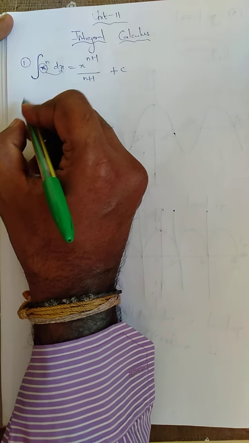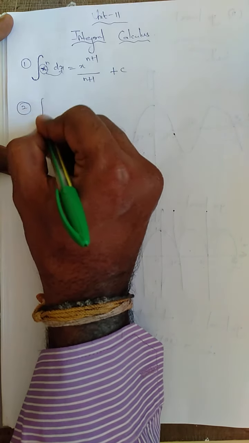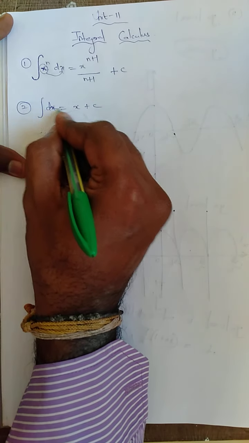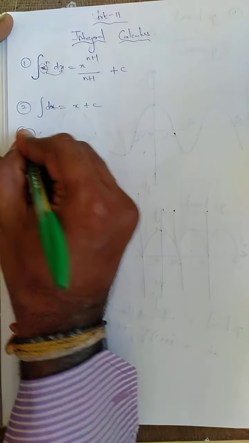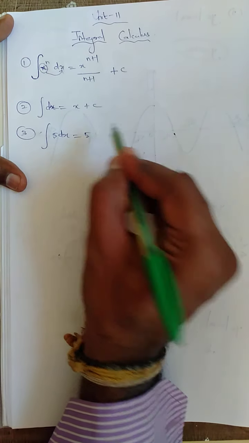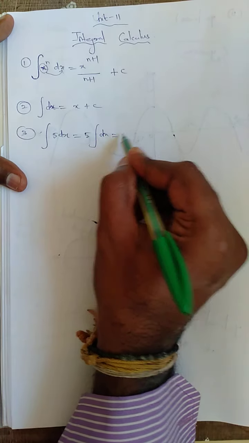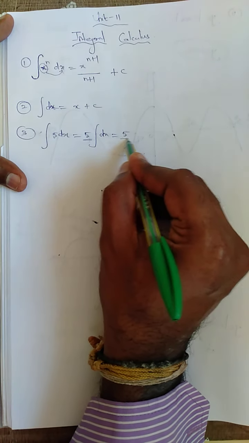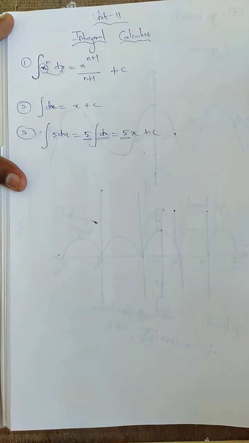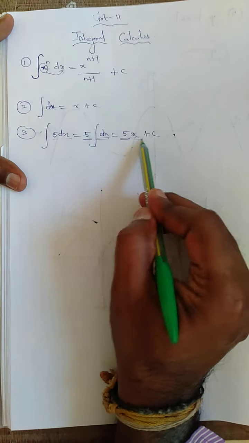If we study the second formula, integration of dx is nothing but x plus c. Suppose the same with pi into dx: integration of pi dx, we can put the constant pi outside. Integration of dx is nothing but x. We need to add one constant called c. So pi into dx is nothing but pi x.